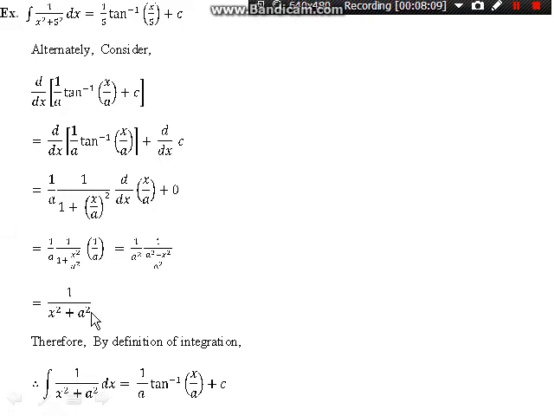So you can use the first method by considering the LHS. Otherwise you have to use this.